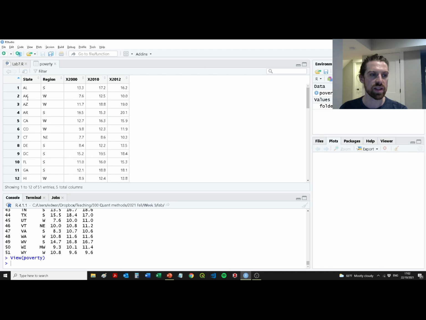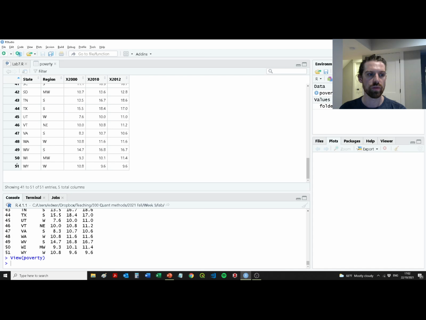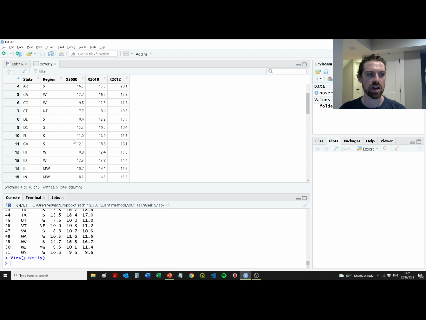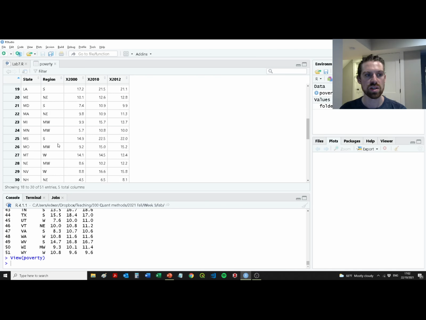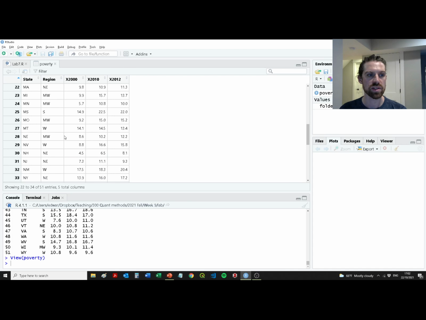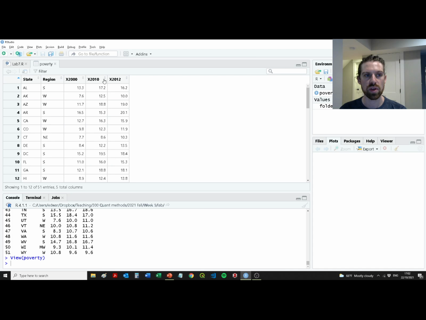So this is each of the 2-letter state codes for all of our entries. So we've got 51 states, obviously, one row for each state. We've got the region, whether it's south, west, northeast, or midwest. And then we've got the year, okay, so this is 2000, 2010, 2012.